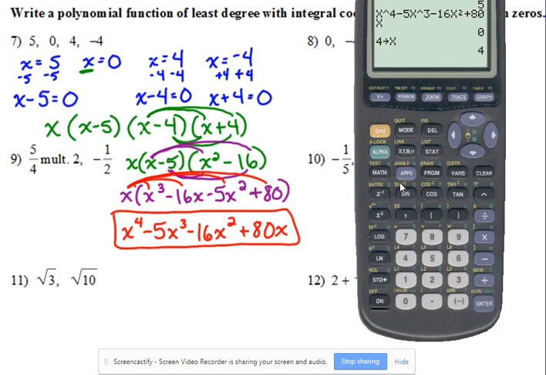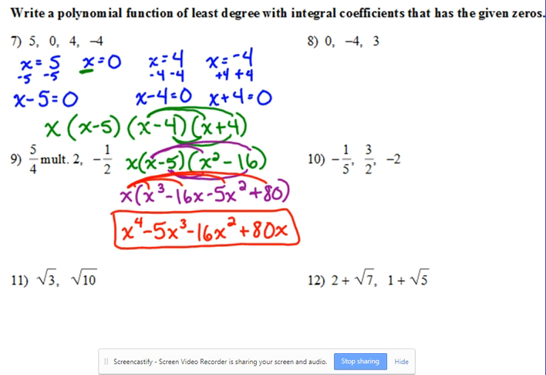Okay, so let's check 4. Remember to bring that up so I don't have to type it again. Second, enter, second, enter. Okay, there it is. Now I can press enter. I get 0. Store negative 4 as x. Second, enter, I get 0 again. Okay, so that means we did it correctly. When I plugged in those 4 zeros into the polynomial that I got from the answer, I got 0 every time.